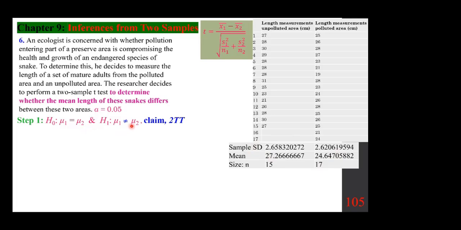So having said that, the first step, H0: mu sub 1 is equal to mu sub 2. H1: mu sub 1 is not equal to mu sub 2. That is the claim, that's a two-tailed test. So the two groups have different means. That's the idea behind this. So calculate the test statistic, plug in all the information.